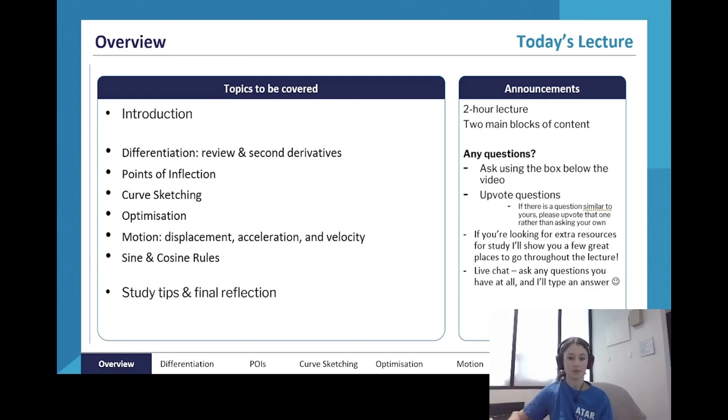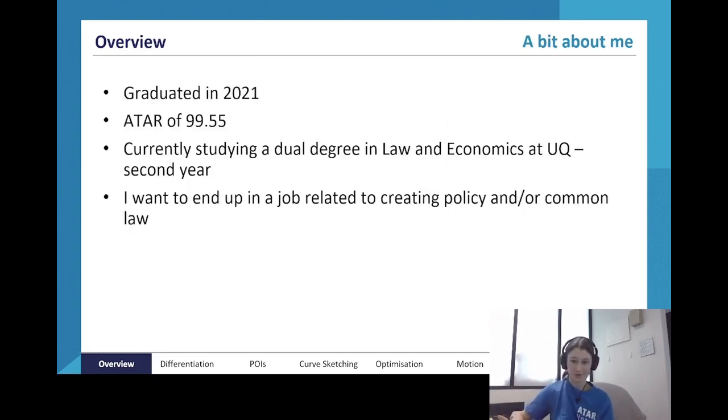Before we get into the content, a quick overview of myself. I graduated in 2021, so a year and a bit ago now. I got an ATAR of 99.55. And I'm currently studying a dual degree in law and economics at UQ, and I just started my second year a few weeks ago.